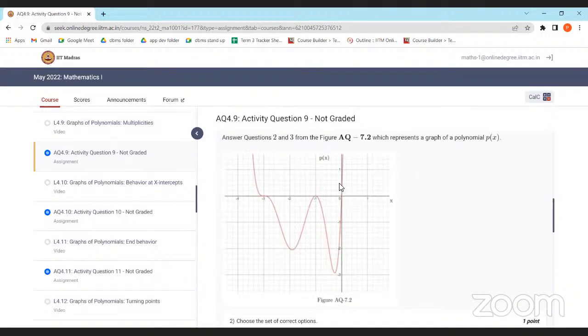So I can write it as (x + 3) to the power odd, right? Odd power. And here (x + 1) to the even power. And here, one, linear, x to the power 1. So the general expression will be x into (x + 3) to the odd power into (x + 1) to the even power, right? Yes.